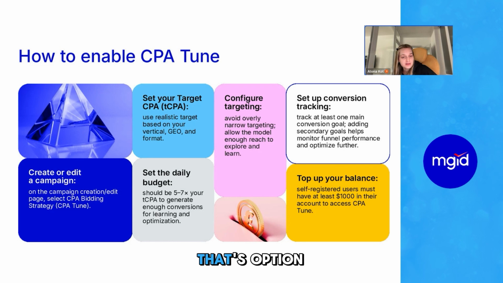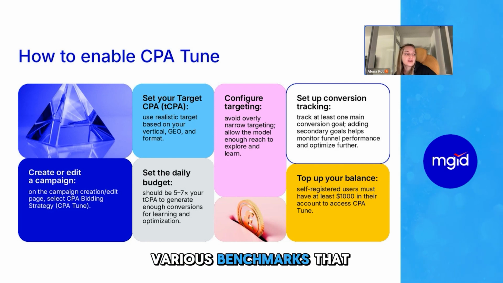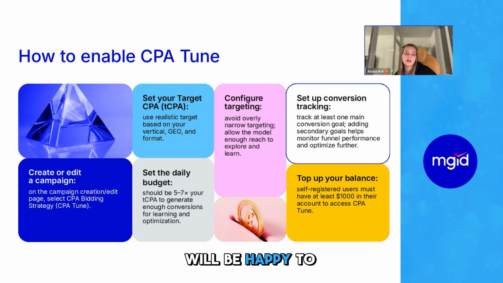Then right under that option, you would have to add your desired target CPA. We recommend and highly insist on using a realistic target CPA based on the vertical, meaning the geo, the category, format. We also have various benchmarks that account managers will be happy to guide you through and suggest some stuff in case you need that help. So setting a realistic target would help you stay competitive among other users.